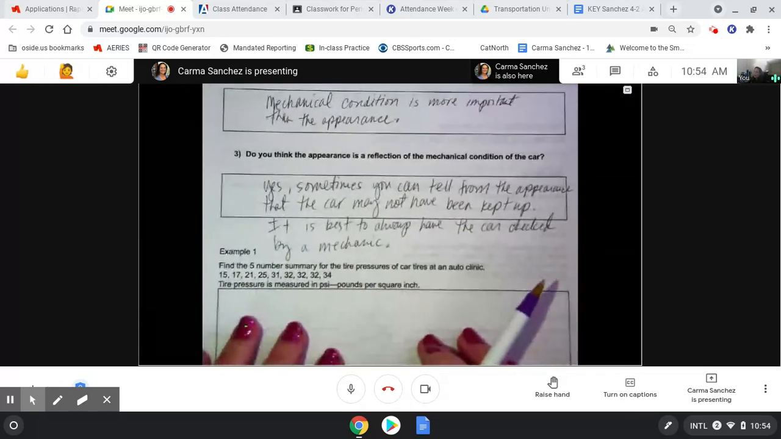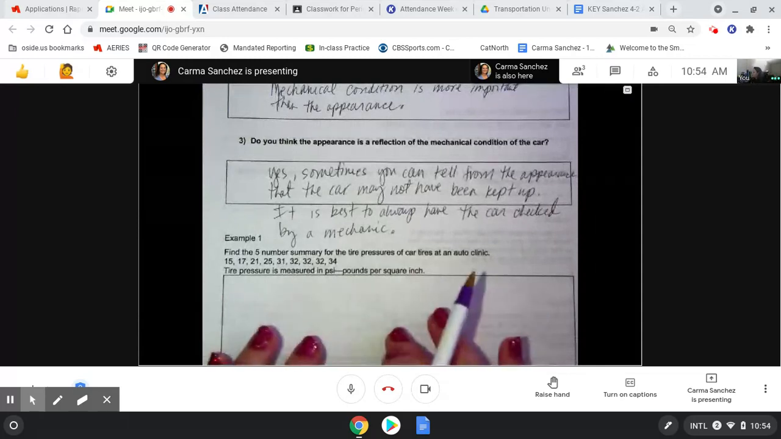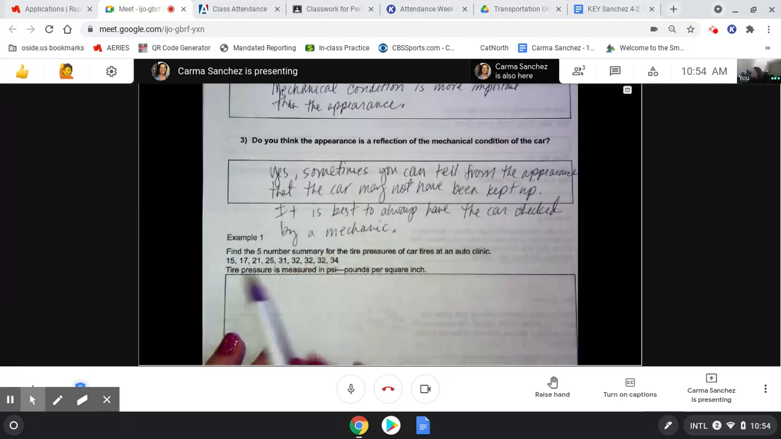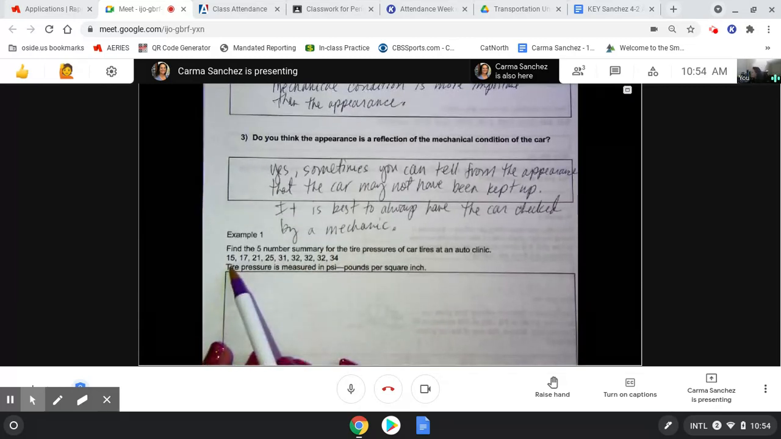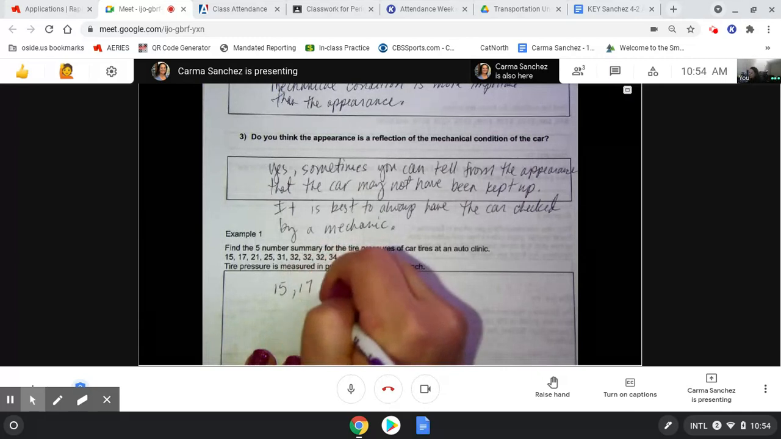Okay, now we're going to go through just a couple of examples of how we use statistics in different transportation problems. Find the 5-number summary for these tire pressures. We're looking at putting these in order first, and then we'll do some calculations. So notice 15, 17, 21, 25. These are already in order for you. So nice of Miss Sanchez.